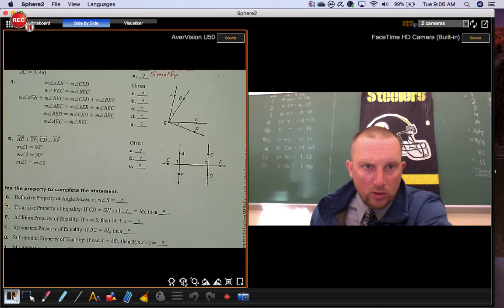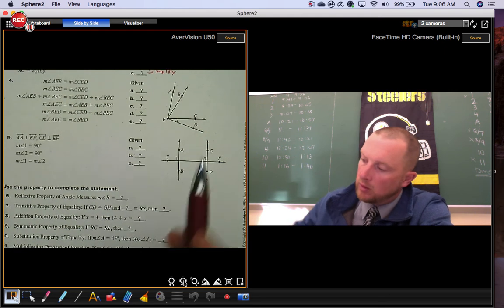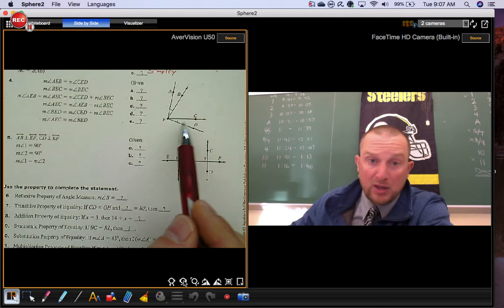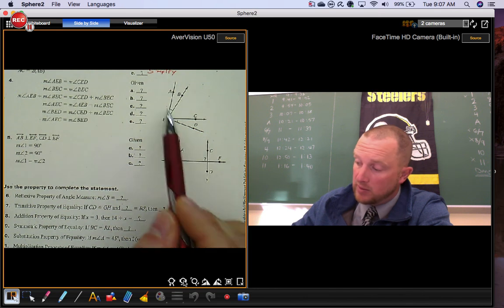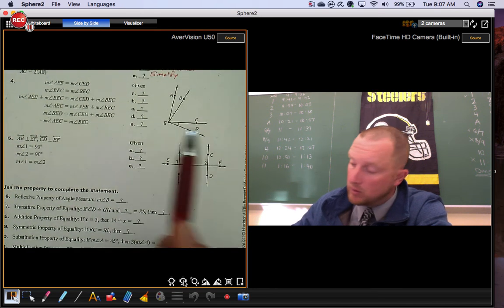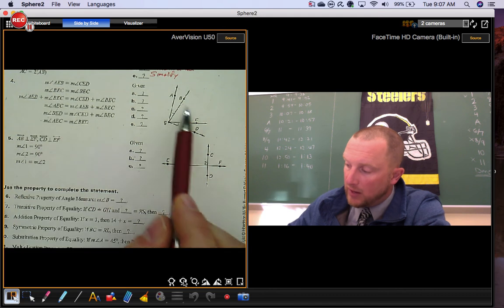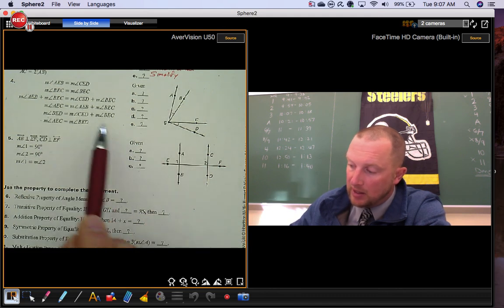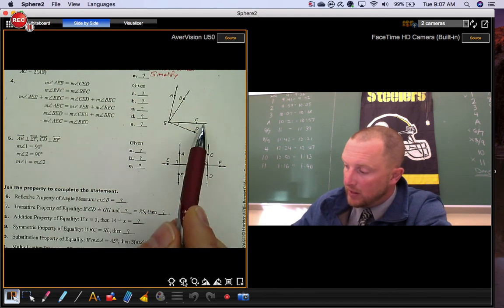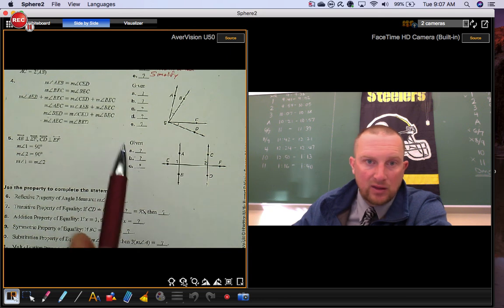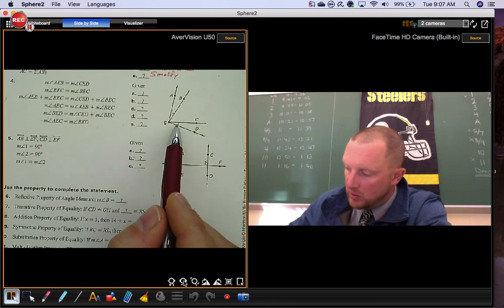Number 4. There's a bunch of angles here. Okay, 6 different angles. They're telling you the measure of angle AEB, that's this little skinny guy here, is equal to the measure of angle CED. That's given. If they didn't give that to you, you would know because of the marks.